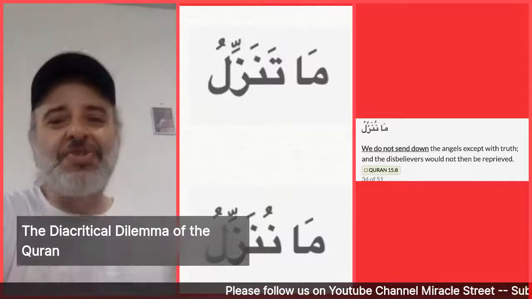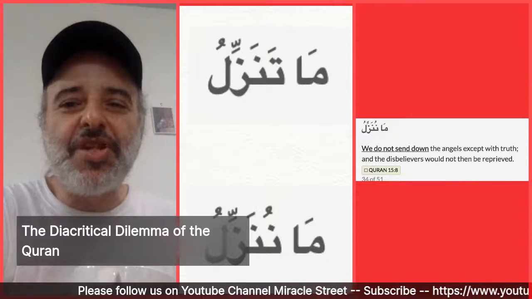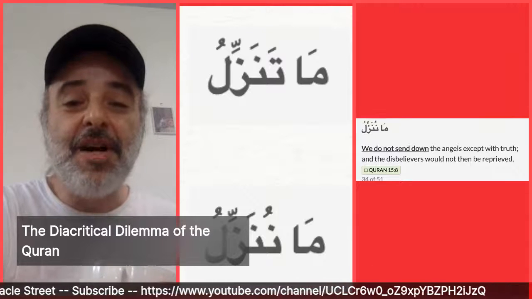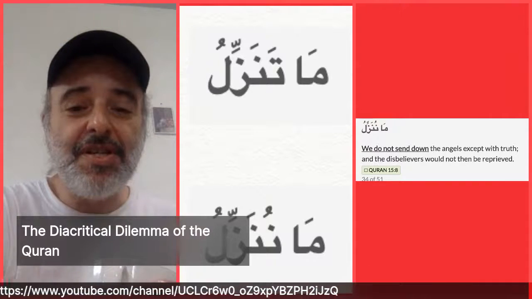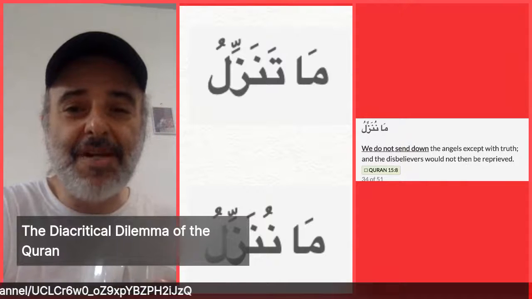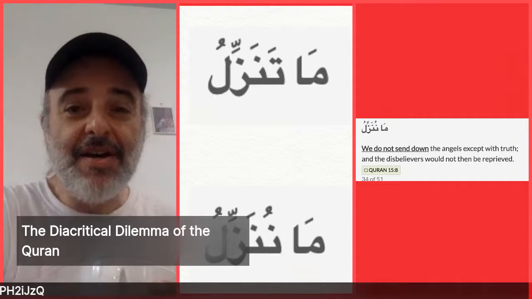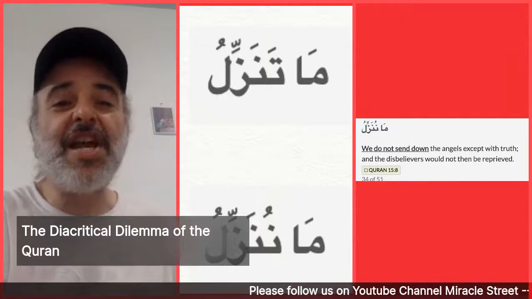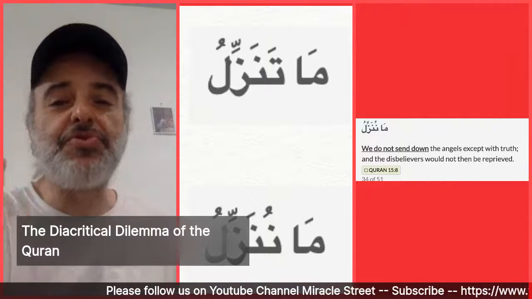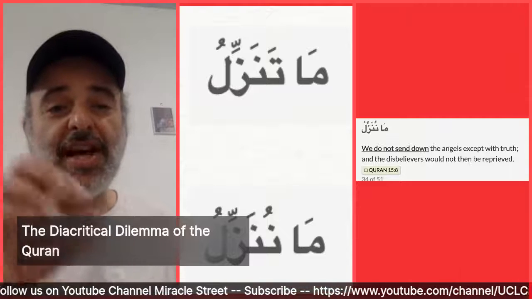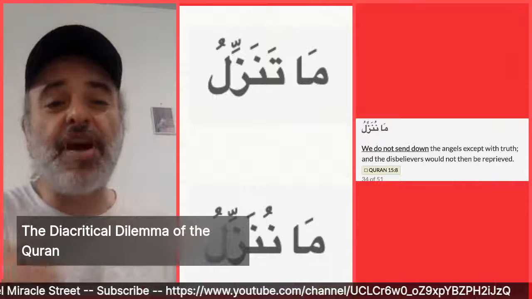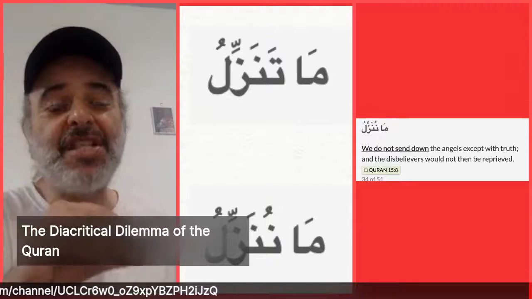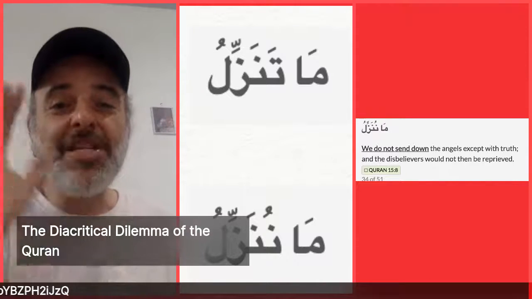Okay. It says, "We do not send down angels except with truth, and the disbelievers would not then be reprieved." But the other one says, manunzil, matunzil: the angels do not come down except with truth. One is we don't send down, and the other one is just the angels do not come down. So there you're talking about God's involvement in sending down the angels. So the meaning is different.